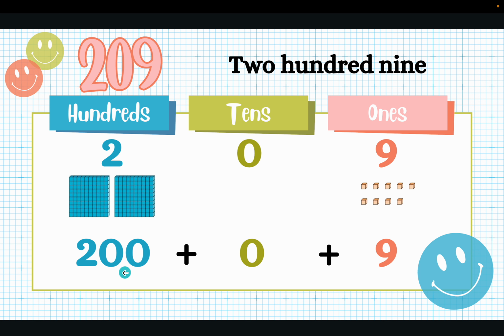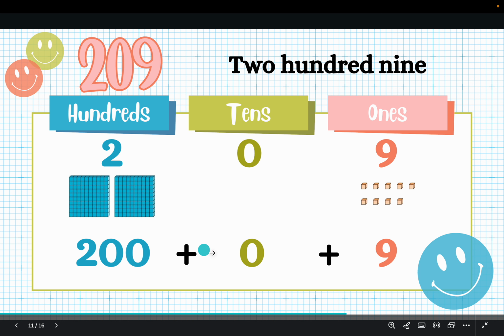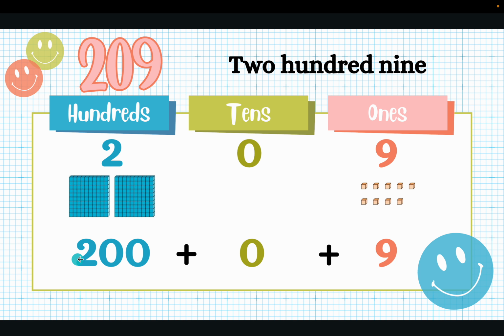Okay? On our expanded form, it's okay if you leave out the 0 and you just do 200 plus 9. But today, I would like to see you do all 3, okay? If you got it all right, good job.